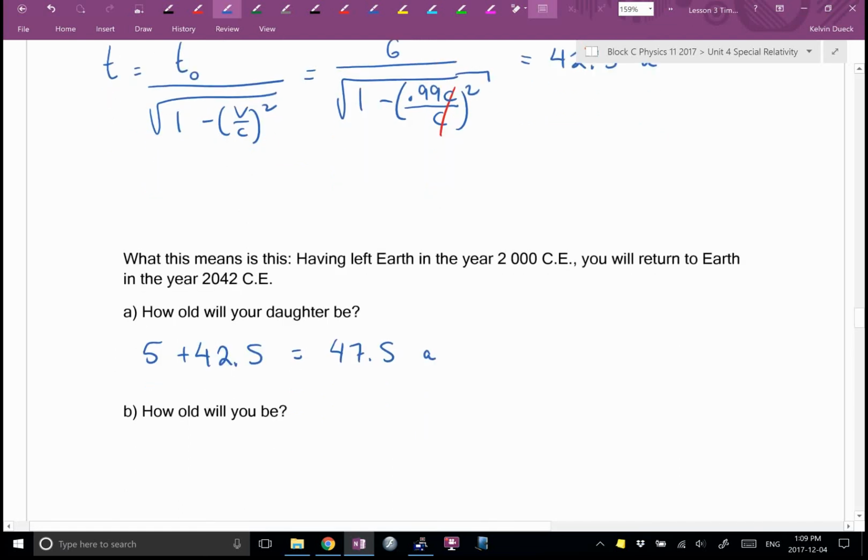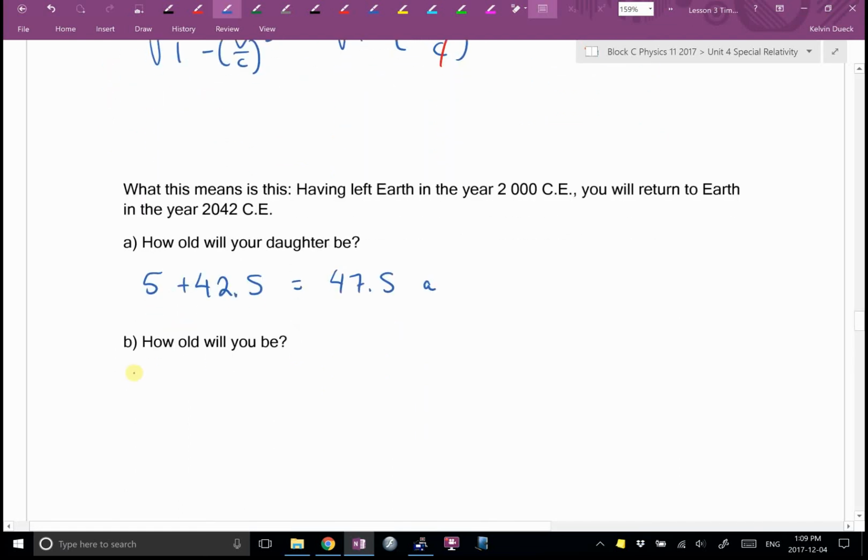How old were you when you left Earth? 30. And on your spaceship, relative to you, how much time passed? How old will you be? You will be 11 years younger than your daughter. And there's nothing wrong with that. That's how the universe works.